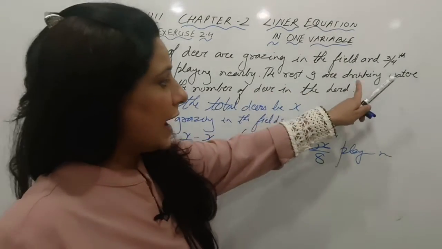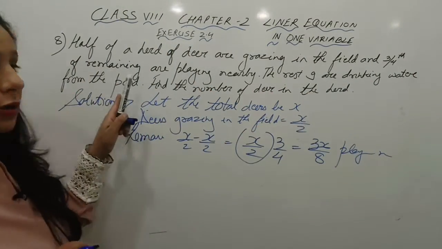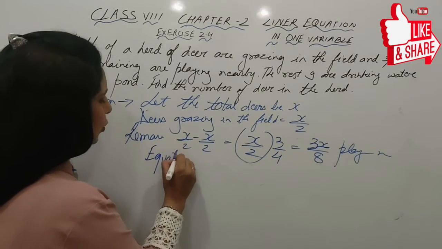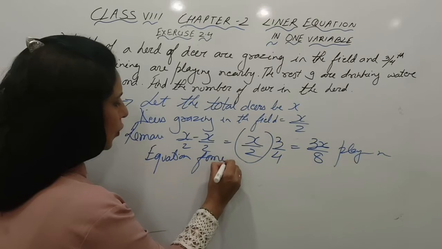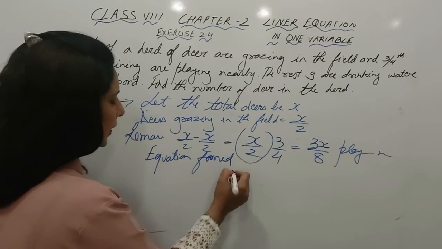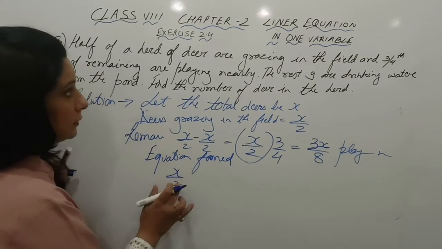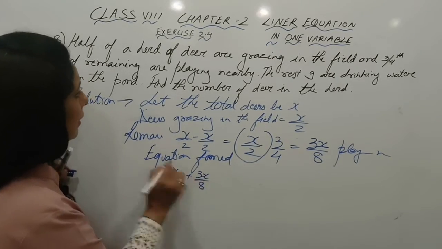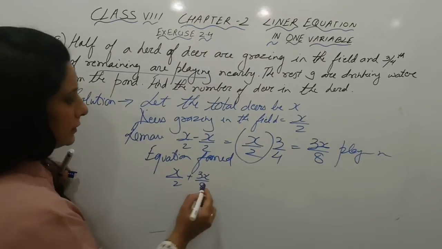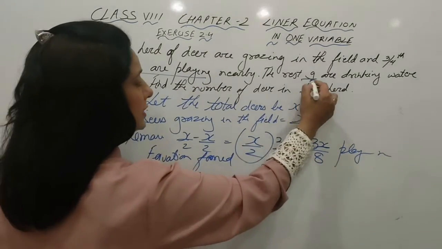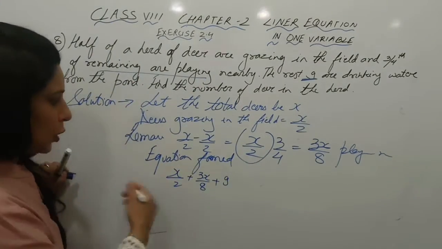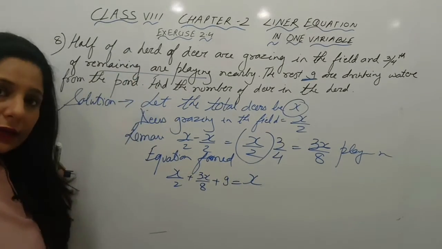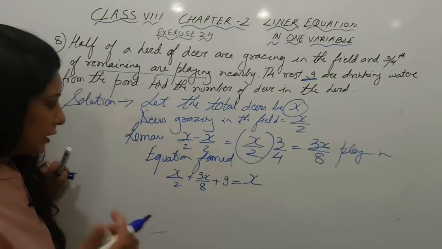And the rest 9 are drinking water from the pond. So हमारी equation क्या बनेगी? Equation formed will be, these are grazing, these are playing, and these are drinking water. और इन तीनों को मिला के total number of deer कितनी है? x. Now we'll solve the equation.